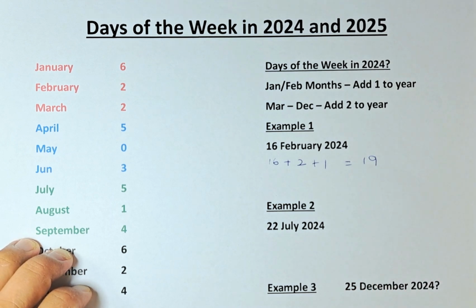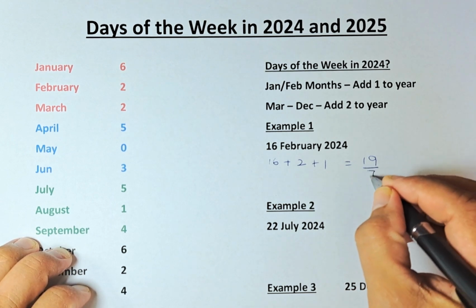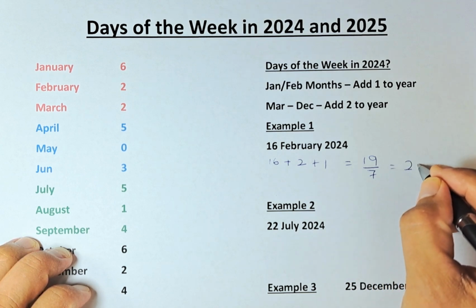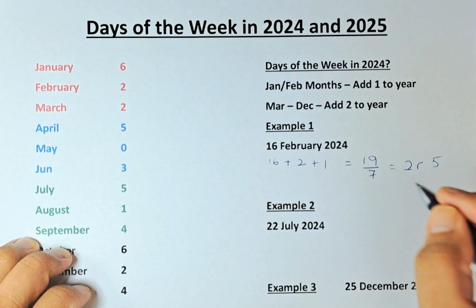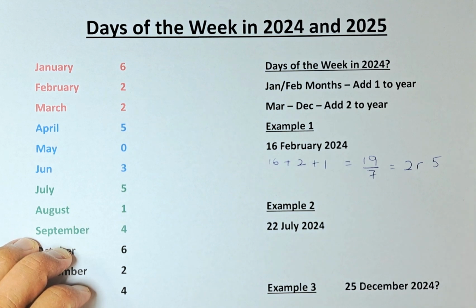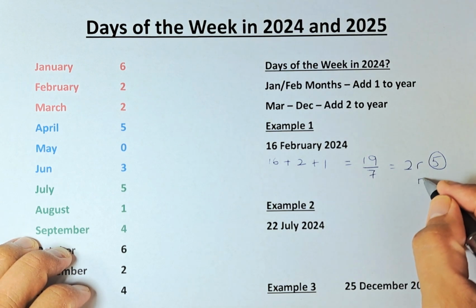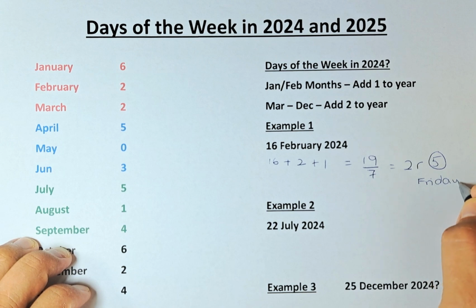The next step is to divide by 7 because there are 7 days in a week. The answer is 2, remainder 5. 2 times 7 is 14, 14 plus 5 is 19. This 5 indicates what day it is. So 16 February 2024 is going to be a Friday.